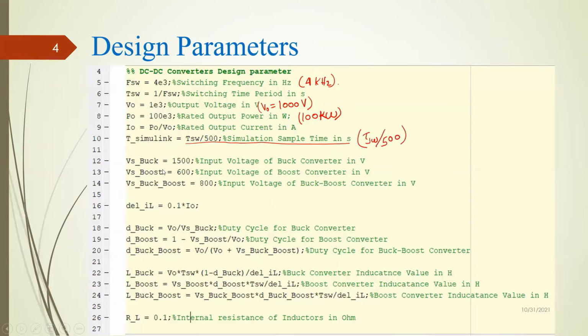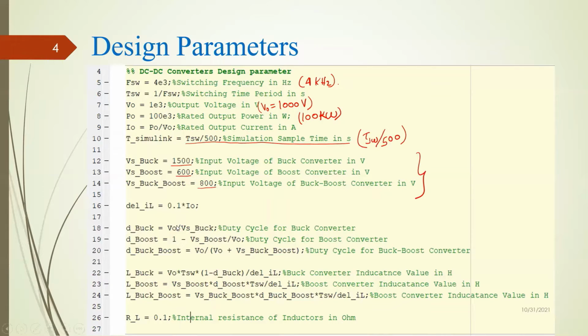Okay, and now these are the source voltages for the DC-DC converters. So you can see for my buck converter, I have chosen 1500 volt. For the boost converter, the source voltage is 600 volt, and for the buck-boost converter, 800 volt. Again, these are randomly chosen. You are free to choose any voltage you would like.